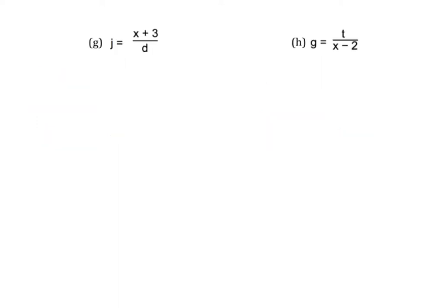In G, we have j equals x plus 3 over d. X is the thing we're trying to isolate. Let's get rid of this fraction first, get rid of this d. So d is the divisor here, so we will multiply both sides by d. That will give us dj on the left-hand side and x plus 3.